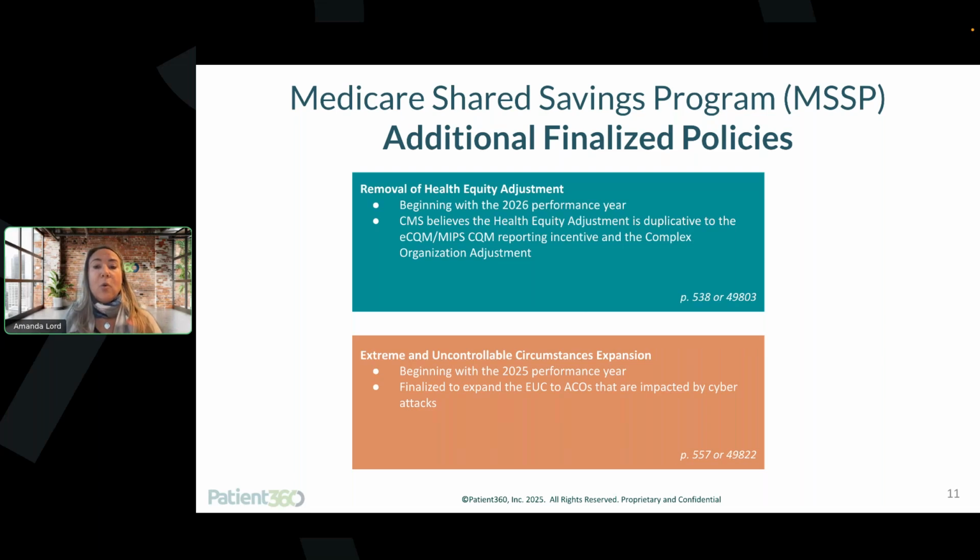EUC details. So finalized expansion of the application of the quality and finance EUC policies to an ACO that's impacted by a cyber attack. This was finalized. CMS noted in the rule that commenters were supportive of this change, citing that there's obviously significant disruption and financial hardship that cyber attacks cause for providers.